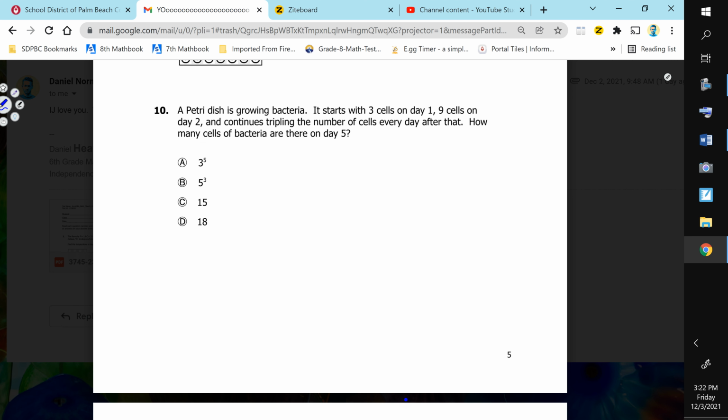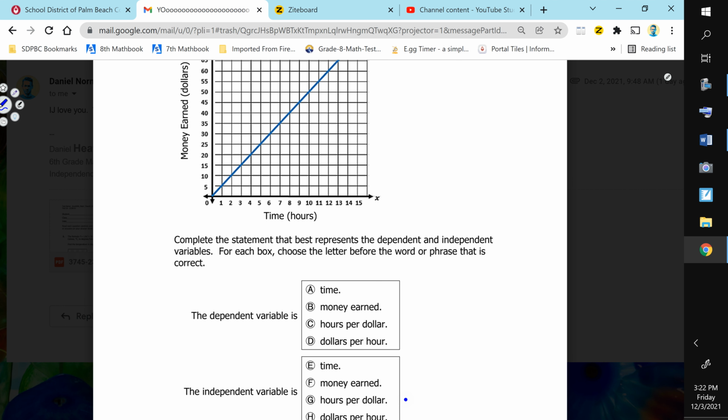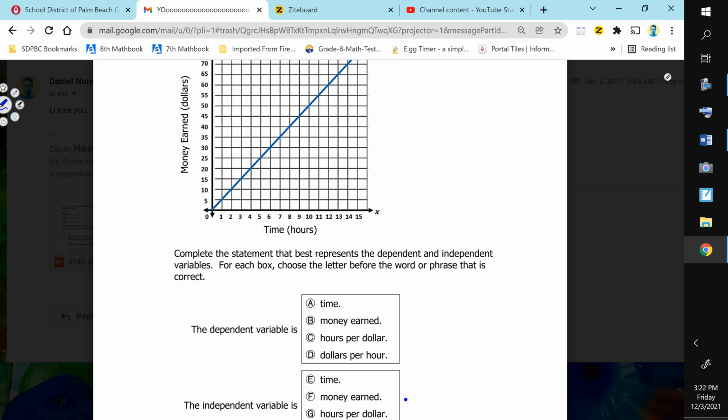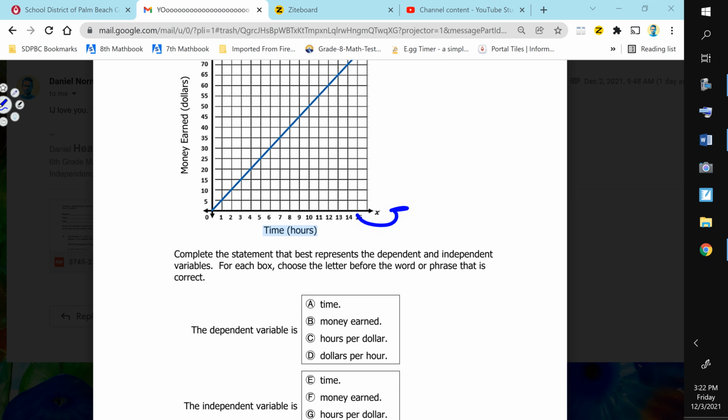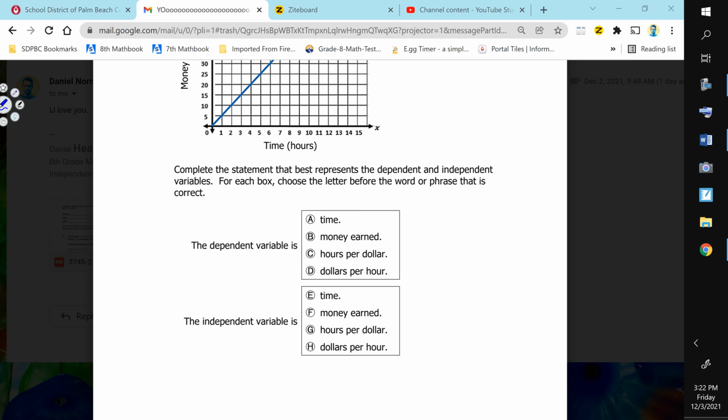So there we go. Number 11. Her babysitting shown. Remember what I said about this? Independent always comes first. You're going to be working the hours of the babysitting job before you make money. For the independent, that comes first. The dependent is always second. The money that you make is dependent upon the time that you work. So time is the independent.